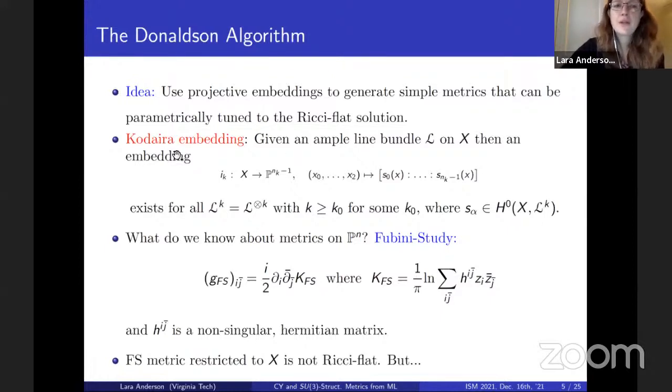And this happens through something called the Kodaira embedding. The idea is, given any line bundle or abelian gauge field on the Calabi-Yau, then there exists an embedding of that manifold into some high dimensional complex projective space that happens through the global sections of that line bundle. You need enough global sections to parameterize what's going on. So in principle, you have to take an ample line bundle and twist it to a high power to have a large number of global sections.